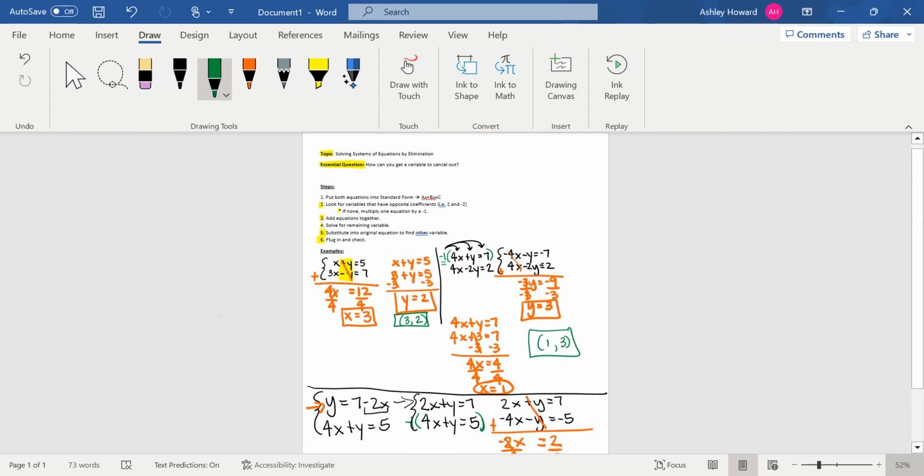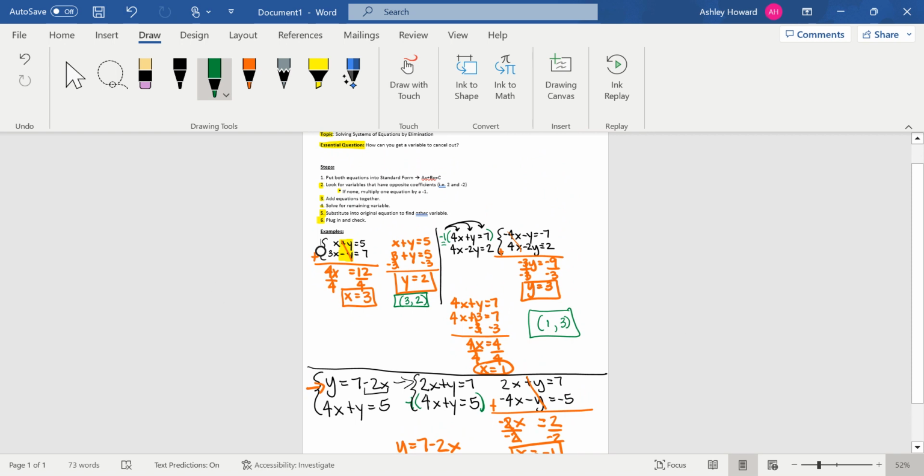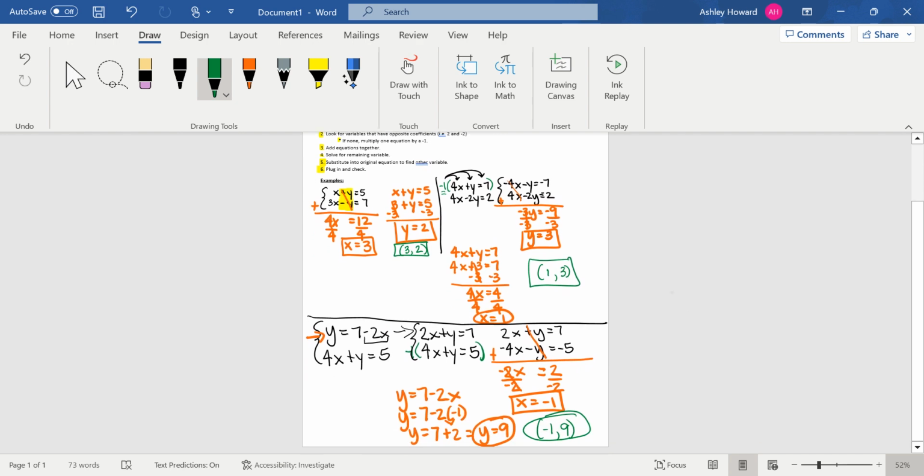Okay, so again, we're just going to make sure it's in standard form first, and then we're going to see if they can cancel out. If they can't, then we can multiply by -1 all the way through. So just let me know if you guys have any questions.